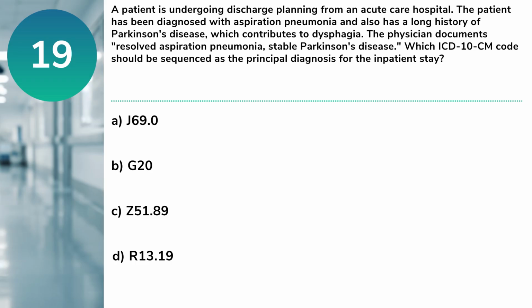The patient has been diagnosed with aspiration pneumonia and also has a long history of Parkinson's disease, which contributes to dysphagia. The physician documents resolved aspiration pneumonia, stable Parkinson's disease. Which ICD-10-CM code should be sequenced as the principal diagnosis for the inpatient stay? A. J69.0. B. G20. C. Z51.89. D. R13.19.